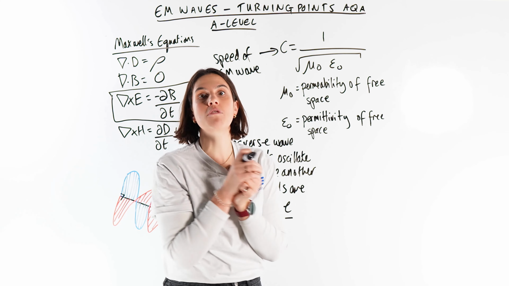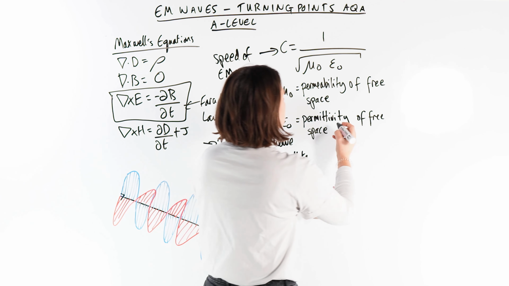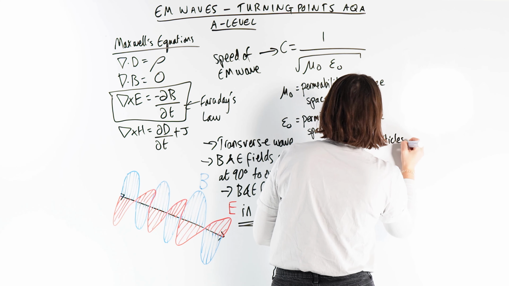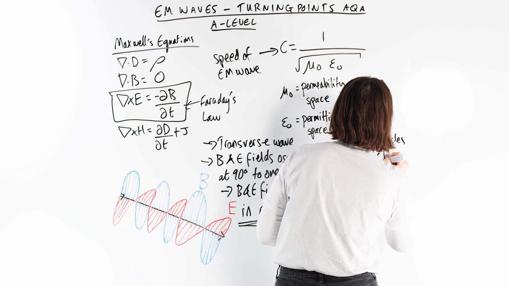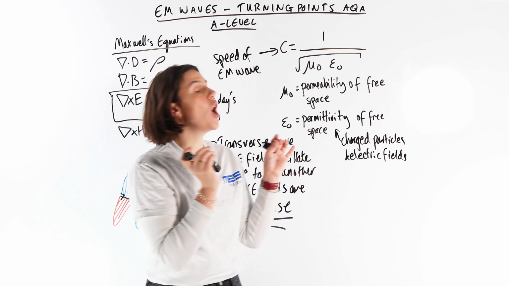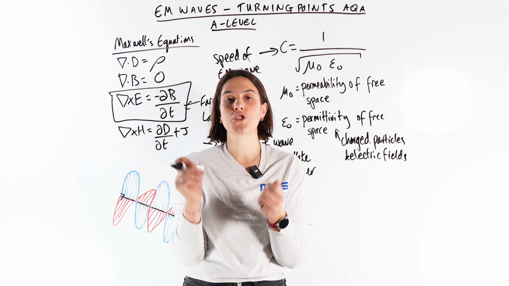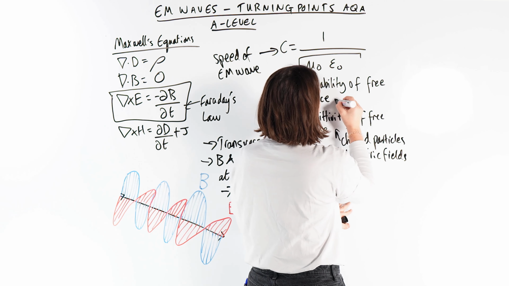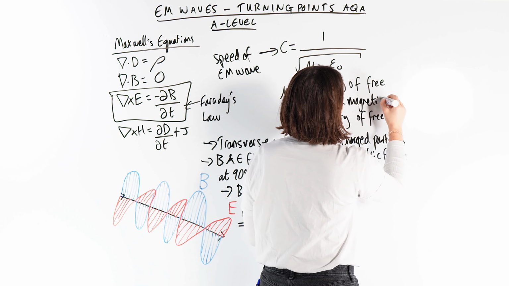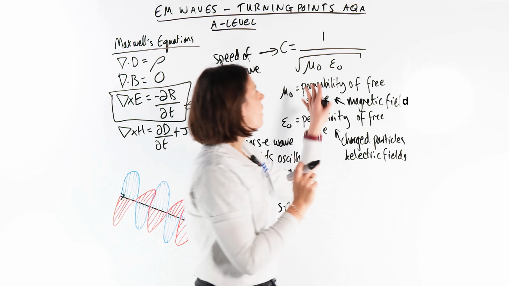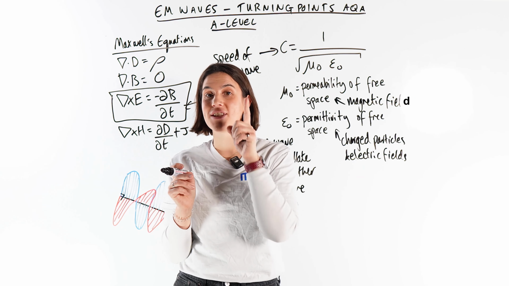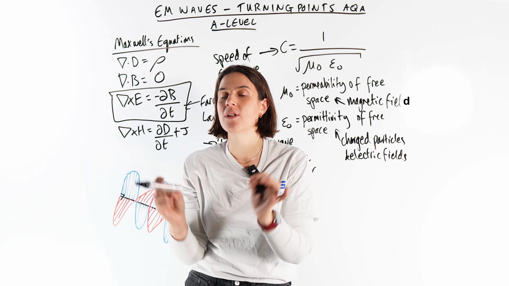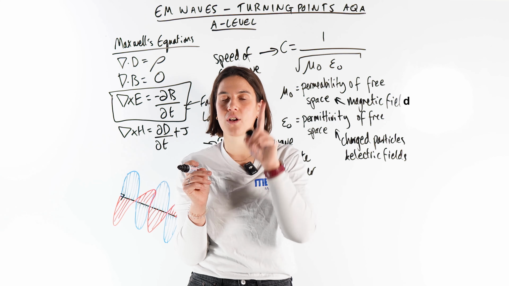Now you've met epsilon naught before, when you were doing capacitors. So this is all to do with charged particles and electric fields. And this constant here, the permeability of free space, is all to do with how much magnetic field a current produces. So this one here is all to do with magnetic fields. Now, note please, because this is going to be important for a later video, that the speed of an electromagnetic wave depends on two constants. It doesn't depend on a variable, it depends on two things that are constant.